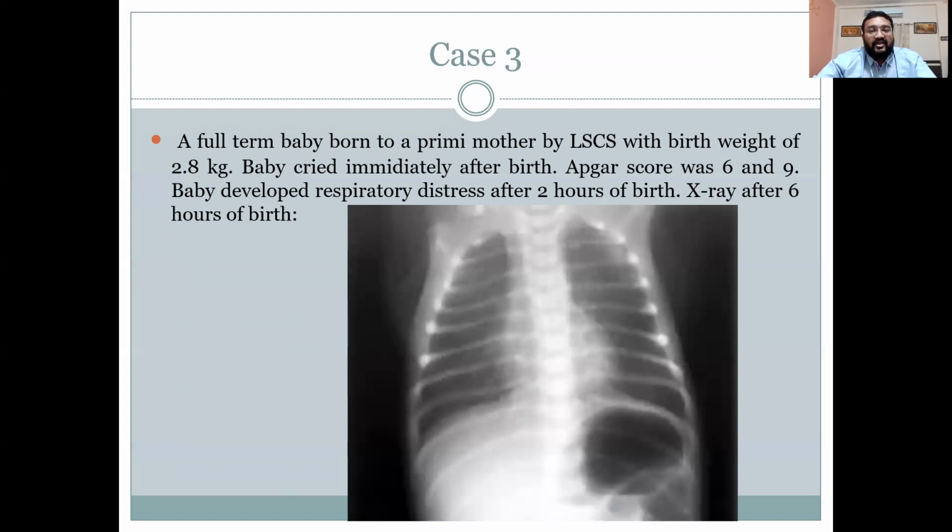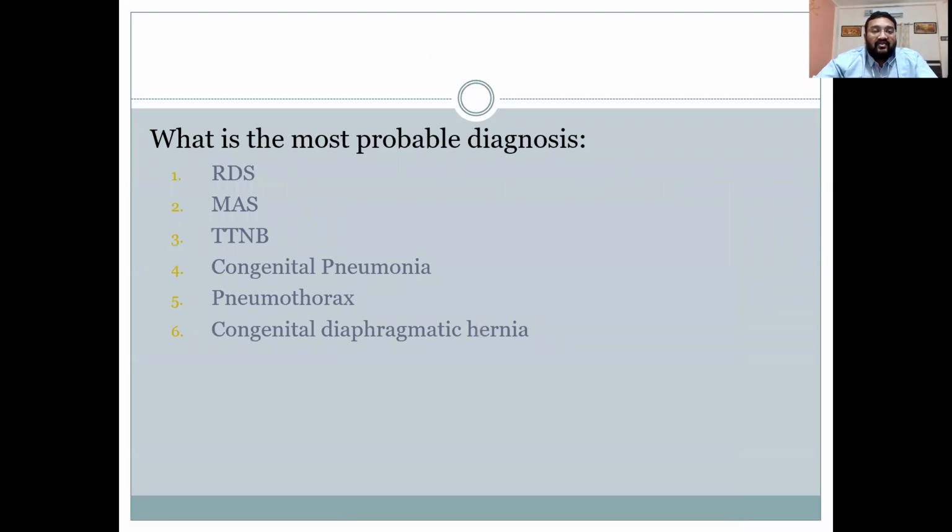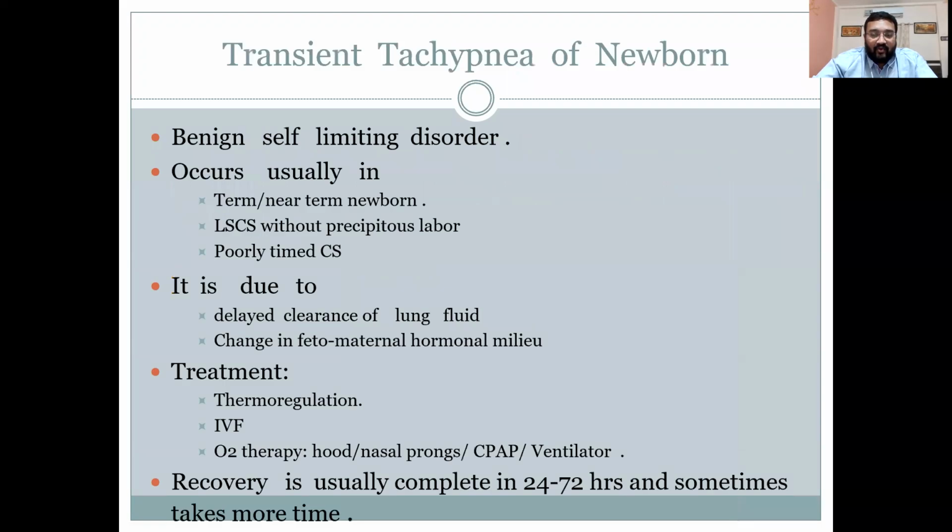Now rereading the question, a full-term baby is born by LSCS with normal birth weight and a normal cry. Apgar score was also very good, but the child had respiratory distress. So what could be the cause? Can it be a case of transient tachypnea of newborn, or congenital pneumonia, or pneumothorax, or congenital diaphragmatic hernia? Most likely it is a case of transient tachypnea of newborn. Now coming to TTNB, it is a benign self-limiting disorder. It is also known as wet lung.